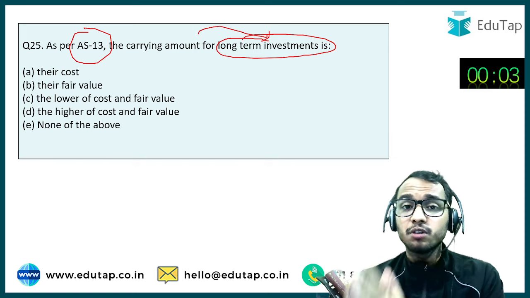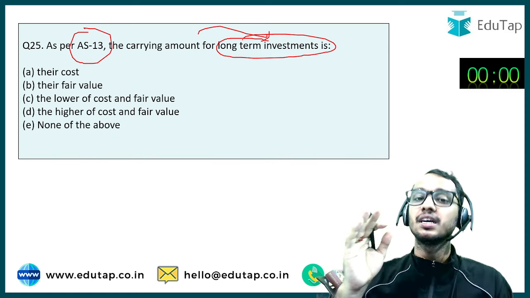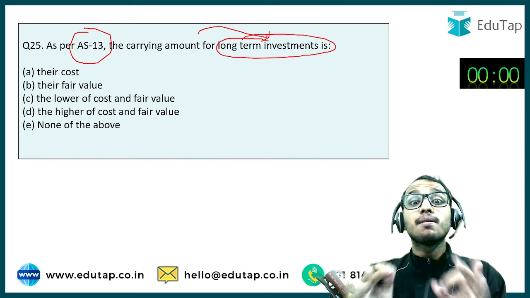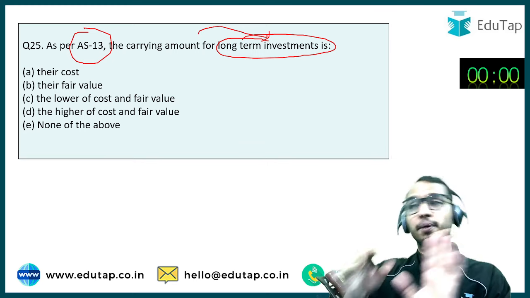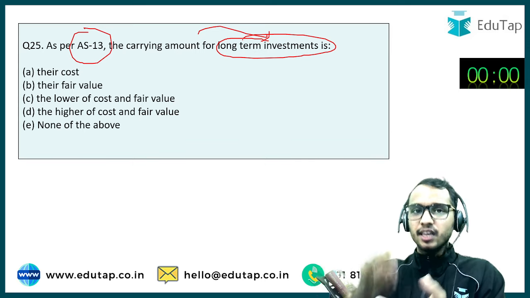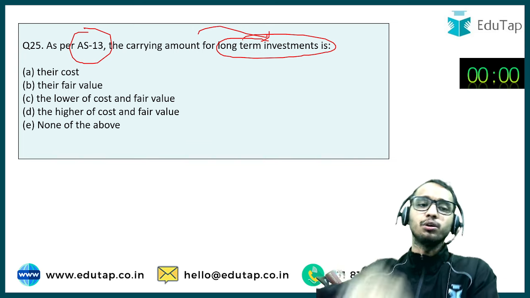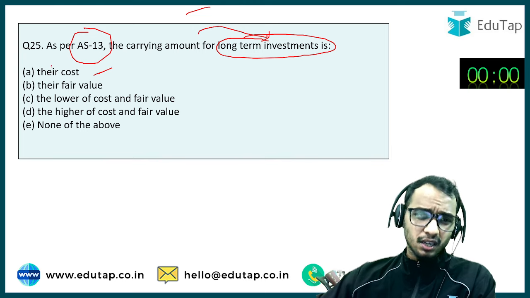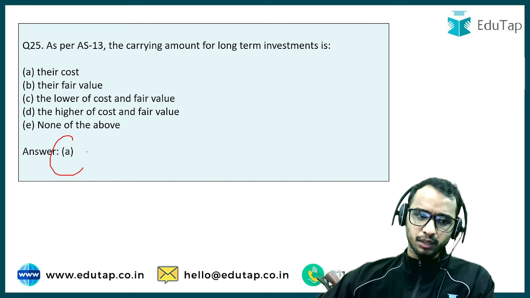But for the long-term investment, please remember you are only going to show it at cost unless there is a permanent decrease in the value of the long-term investment. So for the long-term investment, the carrying amount will be cost only unless there is a permanent decrease. If there is a permanent decrease in the long-term investment, then you will take the decreased amount. But other than that, you are going to carry it at cost only. So the answer would be option number A, at cost. Very easy question. By looking at the first option, you can tell this should be the answer. So option number A would be the correct answer.